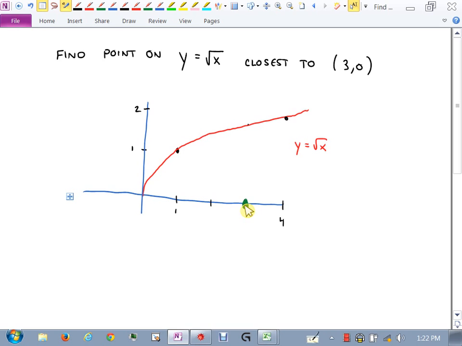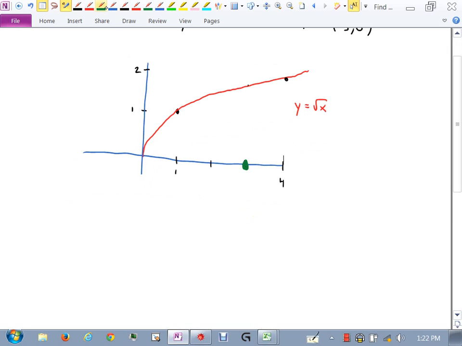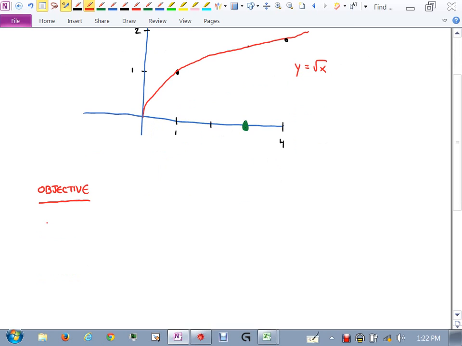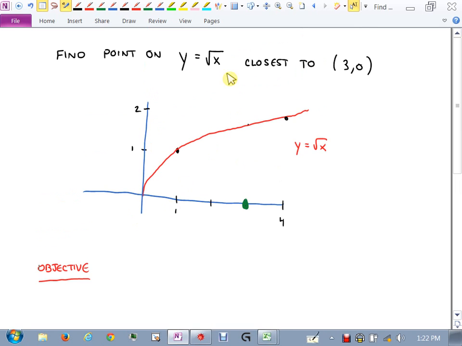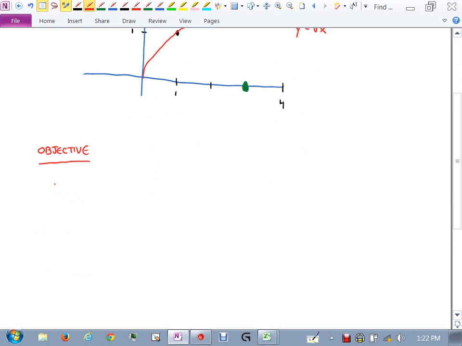So let's first start by trying to come up with the objective function. What's the objective function? What is it that we're trying to find? The biggest or smallest of something? Closest. So I want the closest, smallest. I want the smallest what? Smallest distance. Good. Want smallest distance.